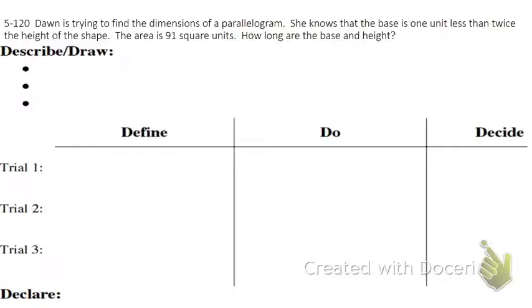Fill in your describe section. Figure out how many columns you're going to put in define and what those columns are going to be titled. Begin doing, check to see if your guess worked out, and then decide whether or not it's too high, too low. Once you find the answer that fits perfectly, declare what your answer is.